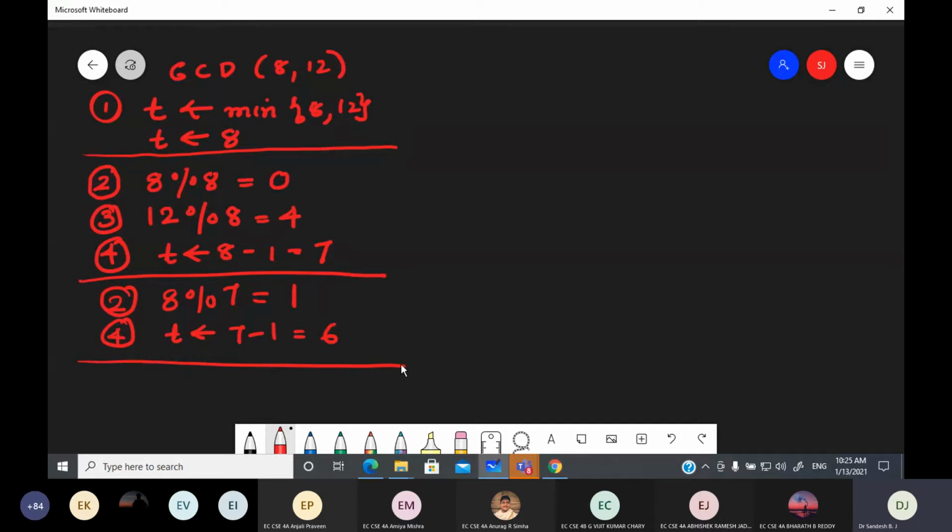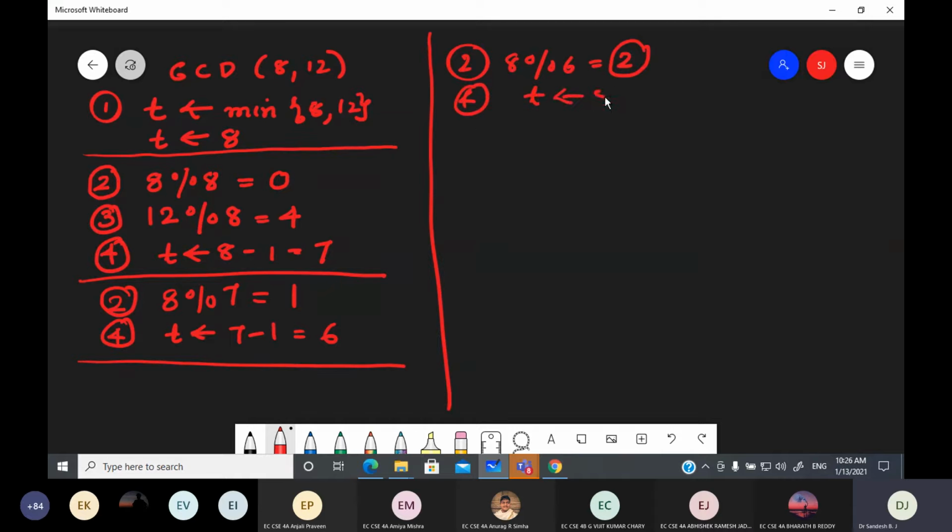So again, you are going to go to step 2. You will do 8 modulus 6. The remainder is not 0, so you will go to step 4. You will decrease t from 6 to 5. You will repeat this step.